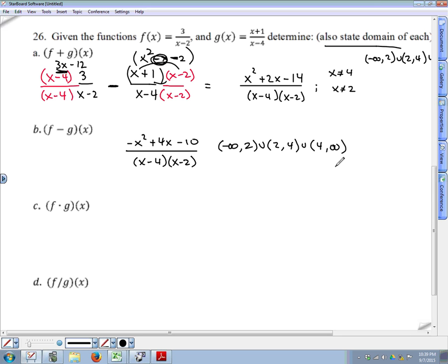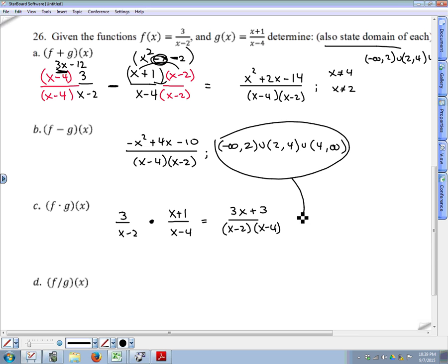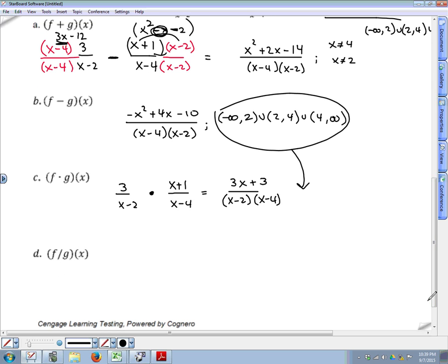Now when multiplying, you don't have to have a common denominator, which makes it nice. So you go back to the original functions here, and these can just be multiplied together. Numerator multiplied to numerator, denominator multiplied to denominator. And again, it's the same domain, so this domain right here, just copy it down there. The one that's a little different, at least in terms of the domain, is part D.